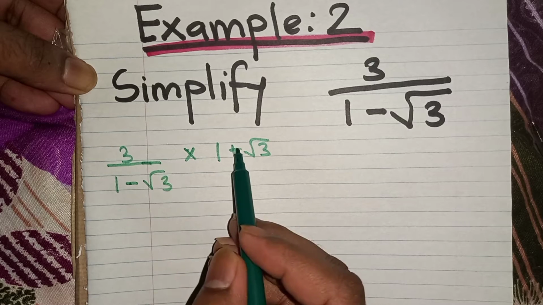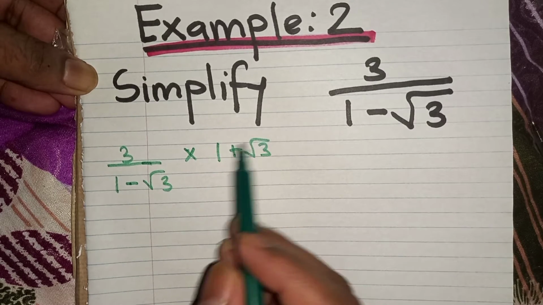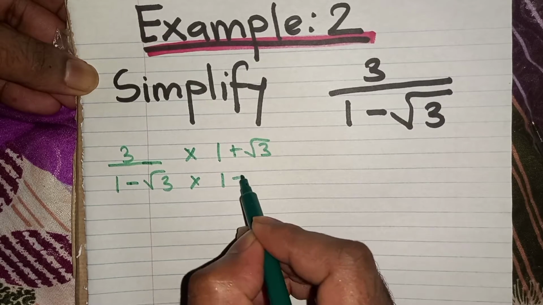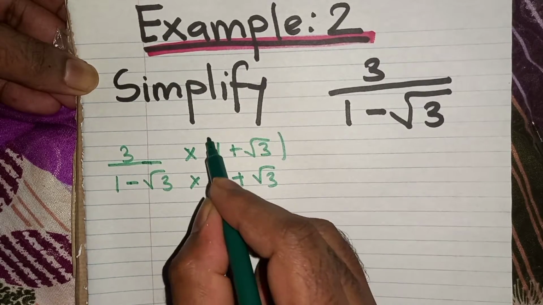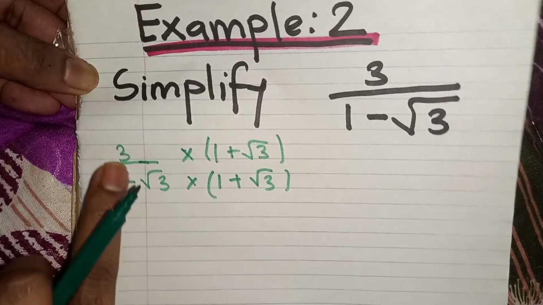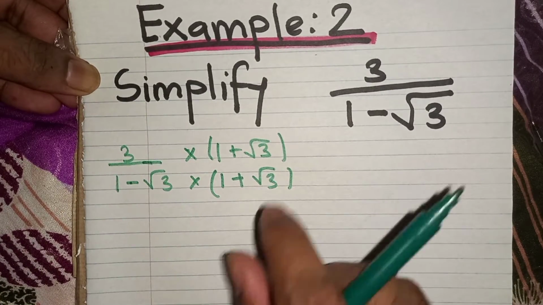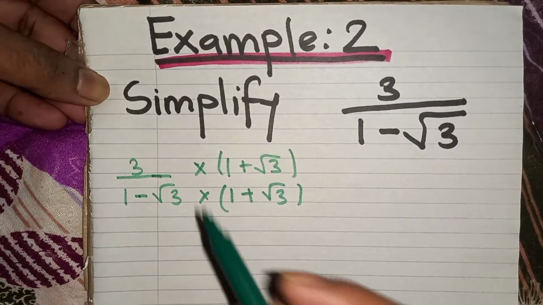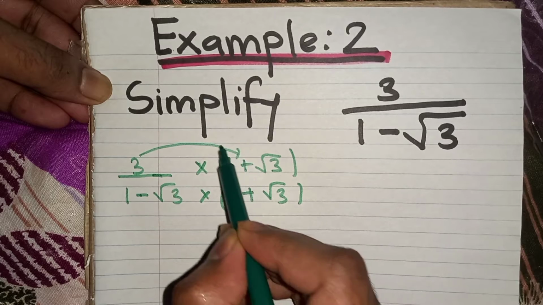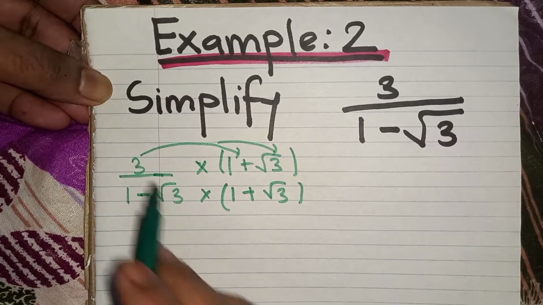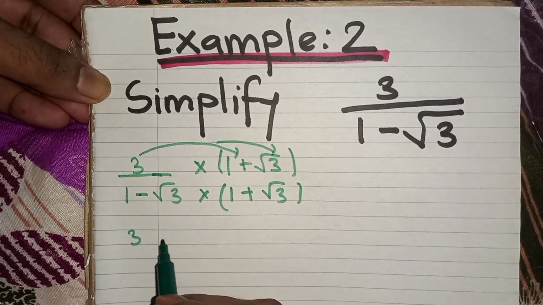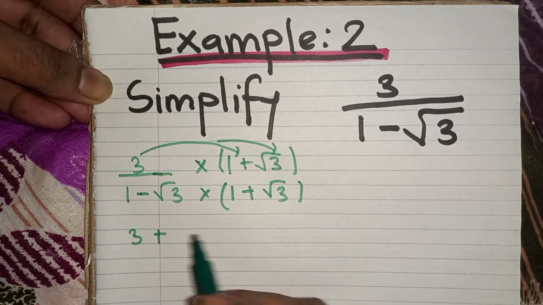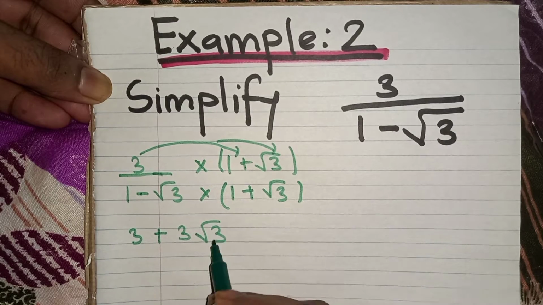Instead of minus we put plus, and this is known as the conjugate. And then this part will also be multiplied by 1 plus root 3. So what we are basically doing is multiplying both the numerator and the denominator by the conjugate of the denominator, right? Now from here it is very simple. We will carry out the steps. So 3 times 1 is basically 3, and then we have 3 times positive root 3, so it will be plus 3 root 3.